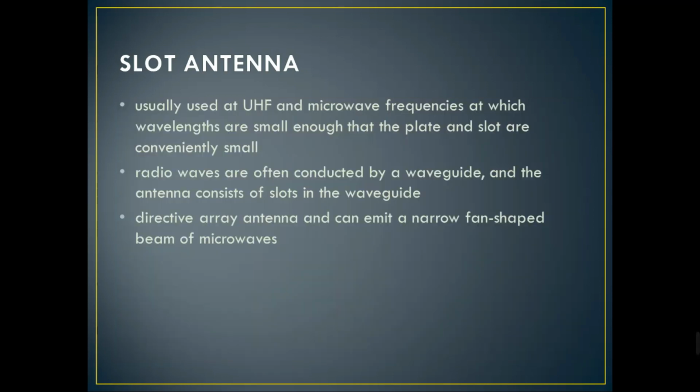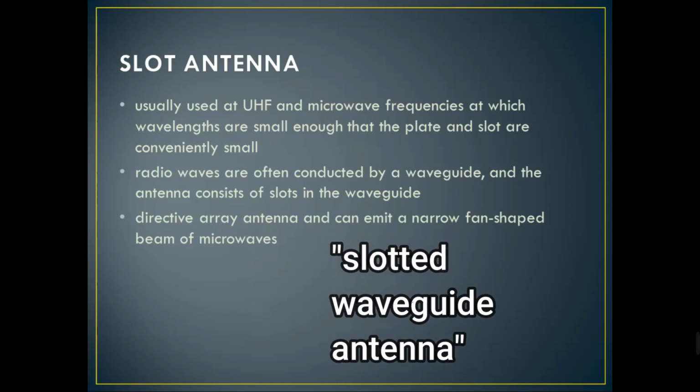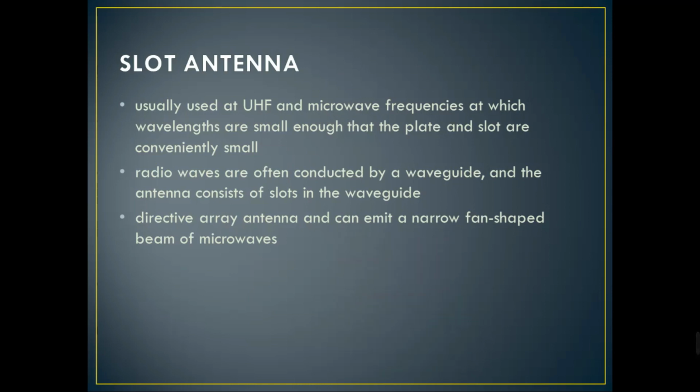Slot antennas are usually used at UHF, or ultra high frequency, and microwave frequencies, at which wavelengths are small enough that the plate slots are conveniently small. At these frequencies, the radio waves are often conducted by a waveguide, and the antenna consists of slots in the waveguide. This is called a slotted waveguide antenna. Multiple slots act as a directive array antenna and can emit a narrow fan-shaped beam of microwaves.